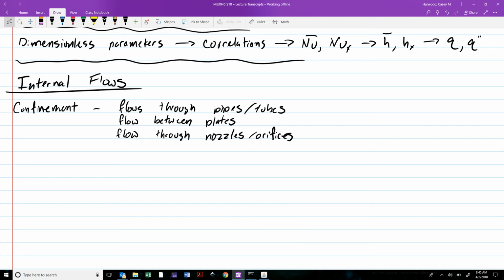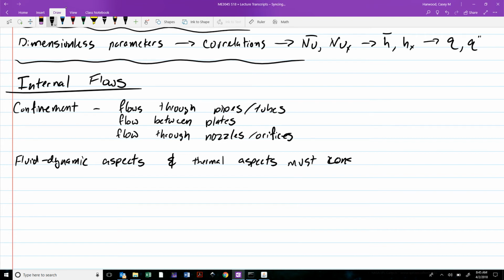We're going to be spending the next two or three lectures discussing internal flows and focusing on two aspects. The first is going to be the fluid dynamic aspect, and the thermal aspect, because both must be considered simultaneously in order to fully assess either one of them.